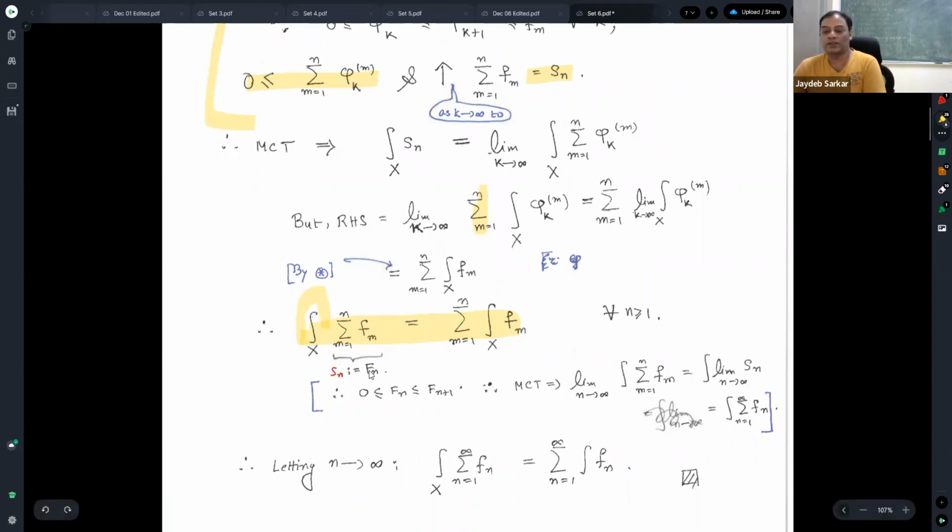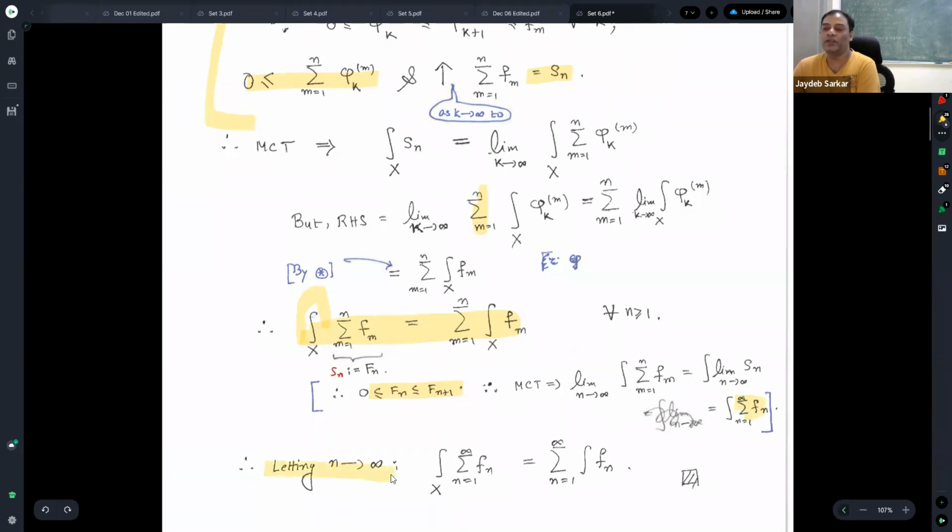Since your Sn, as I said, this might be confusing, but this is your Sn, which I have called Fn again, no problem. Take it that way. So this Fn is again going to be increasing, non-negative. So MCT would tell you the limit outside as n goes to infinity will get inside as n goes to infinity. And you know the limit of Sn as n goes to infinity is nothing but the sum of Fn. And that will resolve your problem.